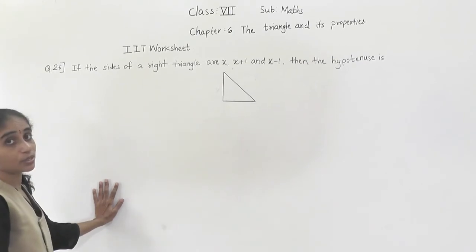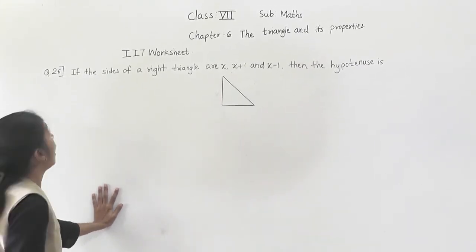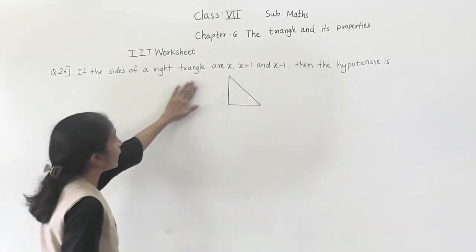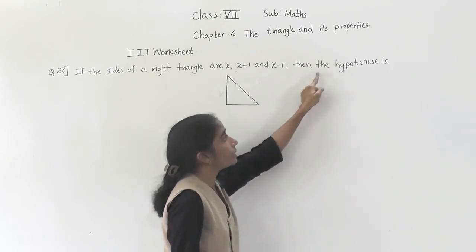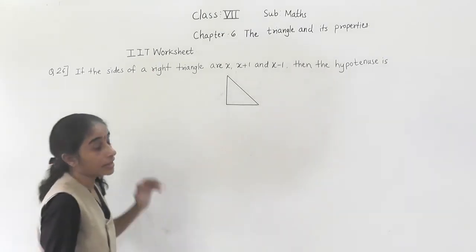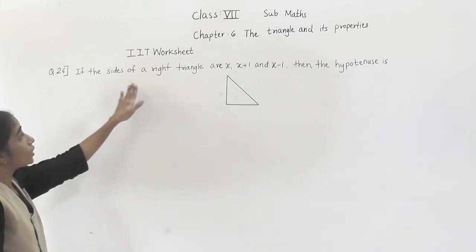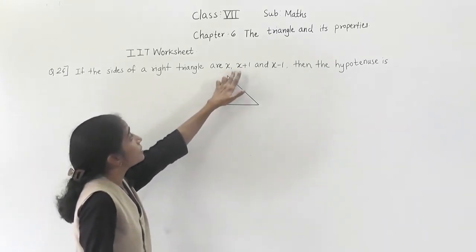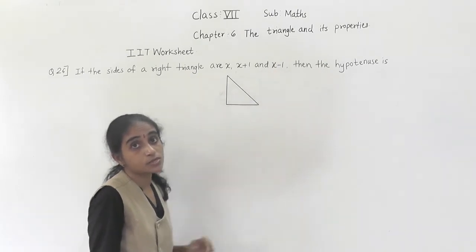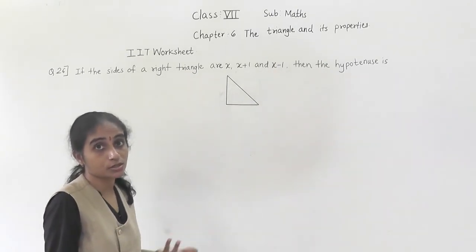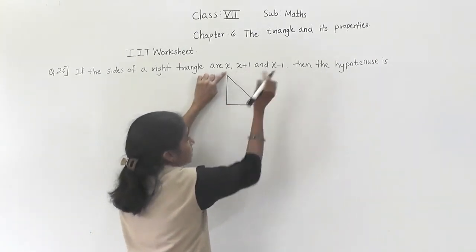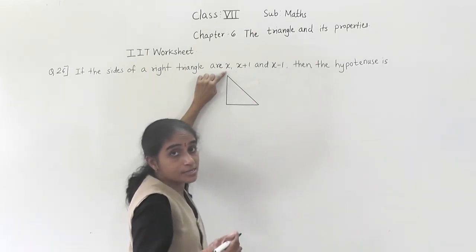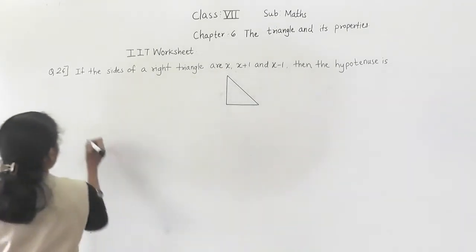Let's solve question number 26. If the sides of a right triangle are x, x plus 1 and x minus 1, then the hypotenuse is... See, if the sides of a right angle triangle are these, now you will ask which is the hypotenuse and which are the two legs. See, x, x plus 1 and x minus 1. The hypotenuse is the largest side in the right angle triangle.